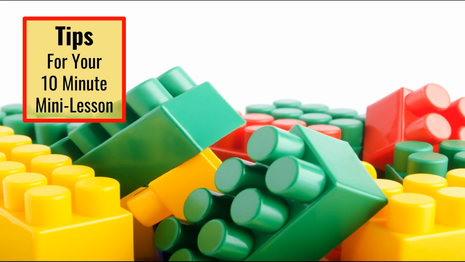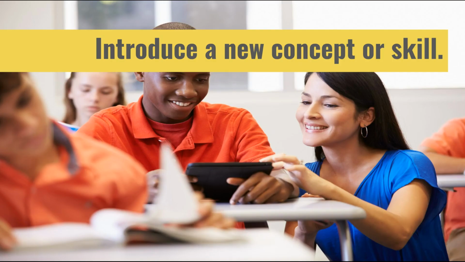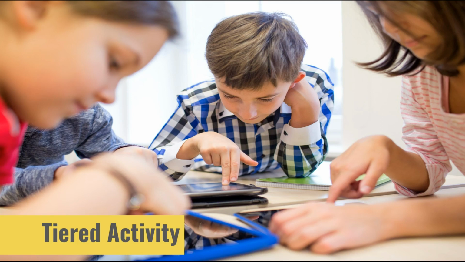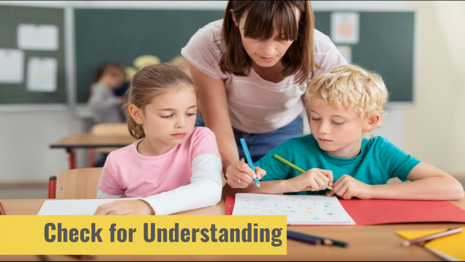The following slides contain some helpful tips as you prepare for your mini lesson. Spend the first 2 minutes introducing a new concept or skill tied to a TEK and learning objective. Then, plan to spend 5 to 6 minutes describing the tiered activity for that learning objective and the different methods of differentiation you used. Finally, plan to spend 2 to 3 minutes checking for understanding and clarifying any questions your students may have about the activity and the options.